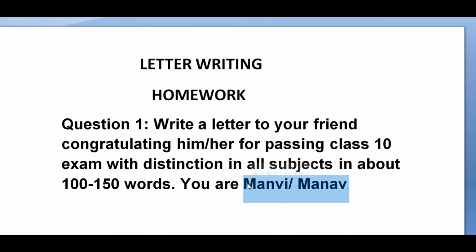So in this letter, my dear children, please keep in mind that your address is not given, and your friend's name is not mentioned. In that case, you can go for any address, any name, that doesn't matter. Any imaginative name, any imaginative address can be written there, that's not an issue. But if the address is written in the question, then you are supposed to write only that given address. So I hope you have understood this informal letter, and please do your homework, and any confusion, please let me know.